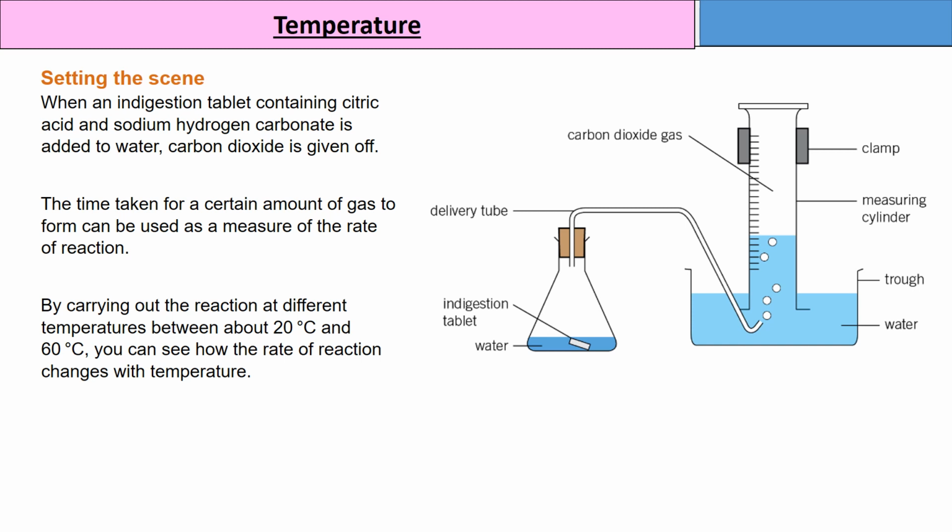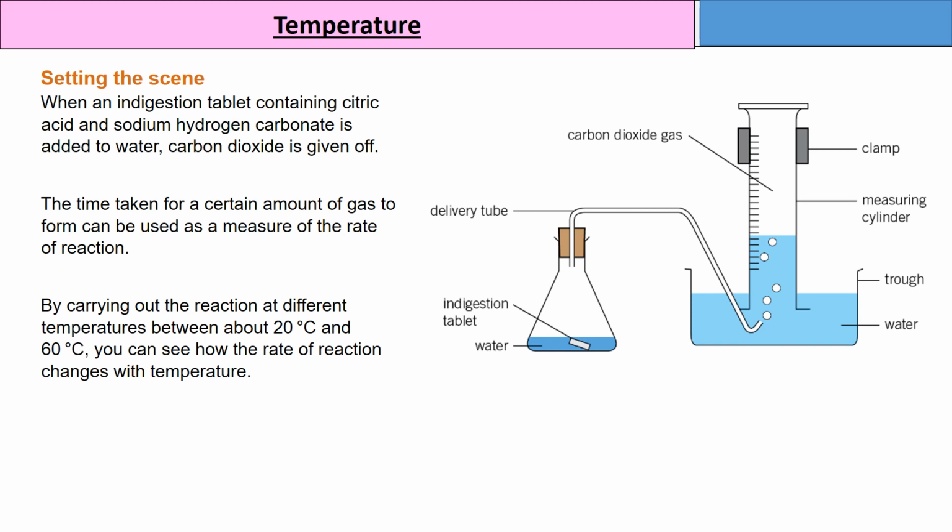So setting the scene, when an indigestion tablet containing citric acid and sodium hydrogencarbonate is added to water, carbon dioxide is given off. So fizzy tablets, you put them in water, they will fizz up and carbon dioxide will be given off. The time taken for a certain amount of gas to form can be used as a measure of the rate of reaction. By carrying out the reaction at different temperatures between about 20 degrees Celsius and 60 degrees Celsius, we can see how the rate of reaction changes with temperature.